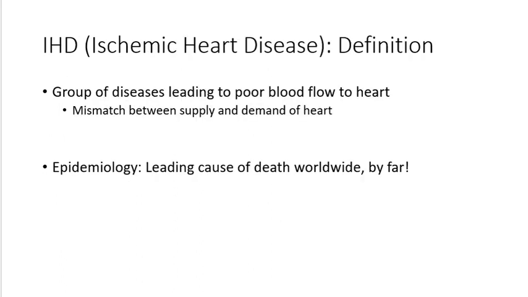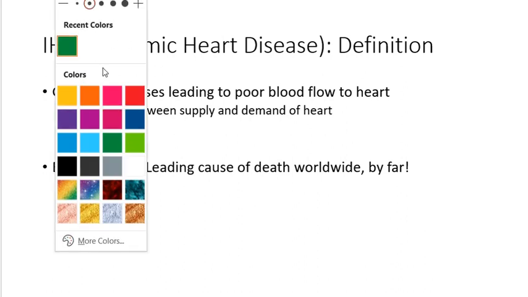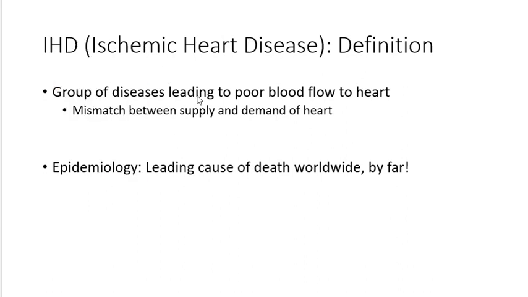And now we start with ischemic heart disease. So what is ischemic heart disease? It is ischemic. It's low blood, poor blood. Isch means poor, emic is blood, so ischemic heart disease. It is a group of diseases which leads to poor blood flow to the heart. It is a mismatch between supply and demand of the heart. It is a mismatch between supplying the heart with blood and the demand of the heart for blood.